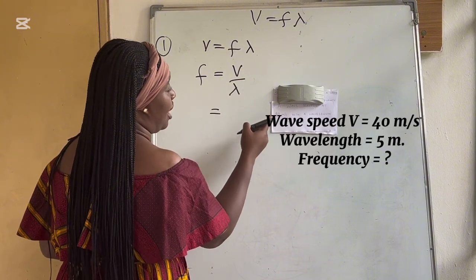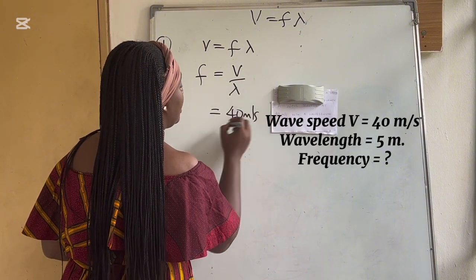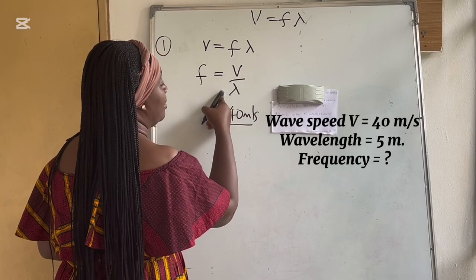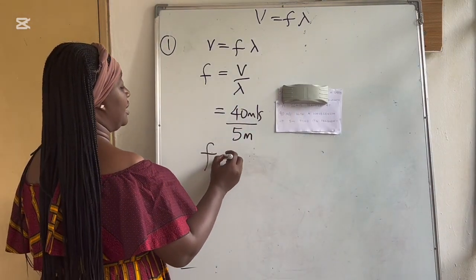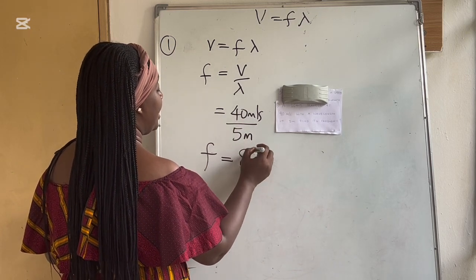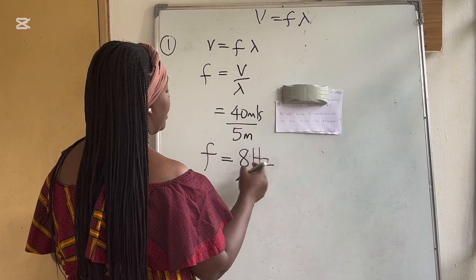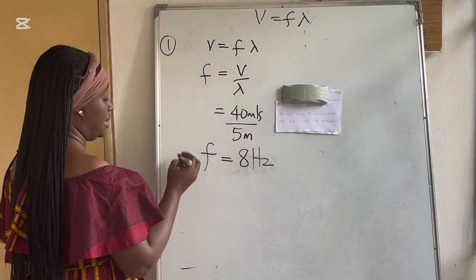V, according to the question, is 40 meters per second. The wavelength is 5 meters. Now, frequency is equal to 40 divided by 5, which is 8 hertz. And this is the unit for frequency.